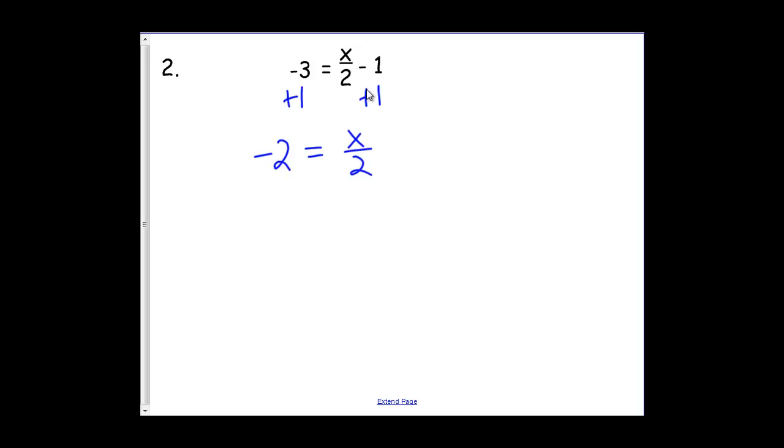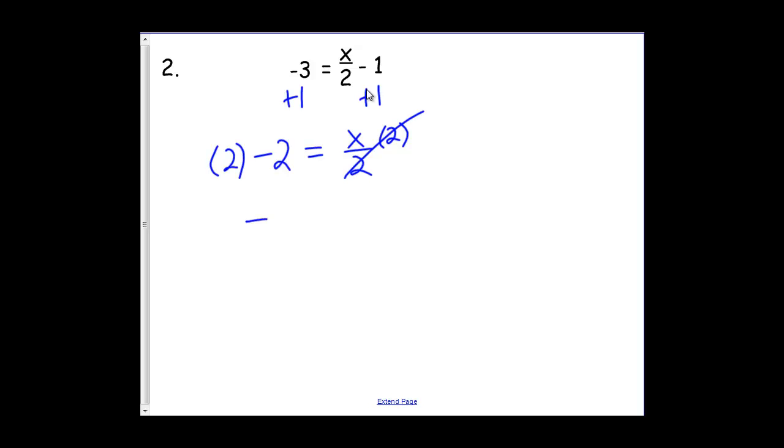I'm still following those same rules. Try to isolate the variable. Whatever I do to one side, I must do to the other using inverse operations. X divided by 2 is my problem now. I want to get rid of that divide by 2, so I'm going to multiply by 2. Remember, I want to do that on top, so it actually cancels out. But if I do that on the right, I have to do that to the left.